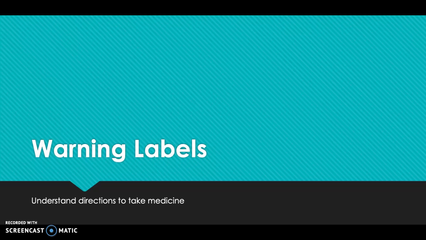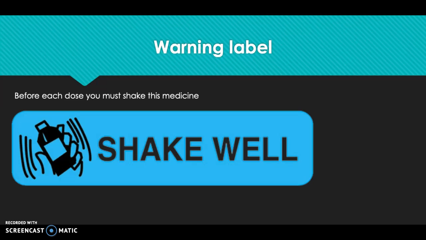Warning labels are found on your medicine bottle or container, and they give directions about how to safely take the medicine. Here are some examples of commonly found warning labels. Shake well. This means that before each time you take the medicine, you must shake it very well.